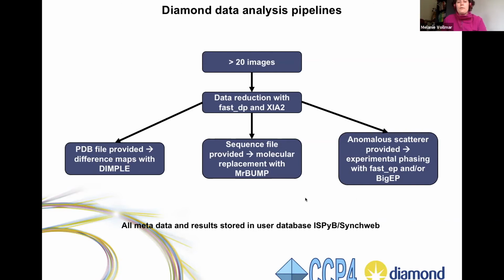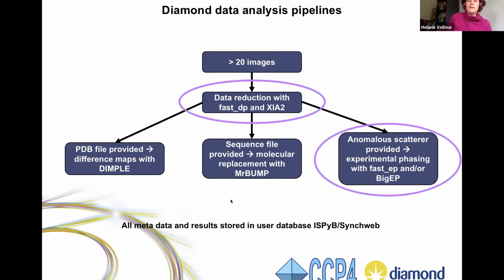To keep track of everything, we have a user database where things like the PDB file and sequences can be specified, and where we give feedback to the users as well, on how their data performed. For me, the interesting bit is these two steps: getting the data from the data reduction and using the provided anomalous scatterer to predict whether big EP will actually produce any output. That was my first task.